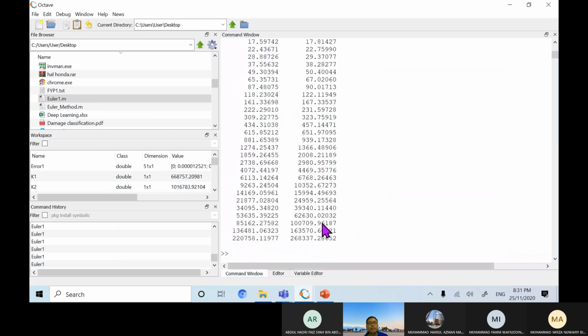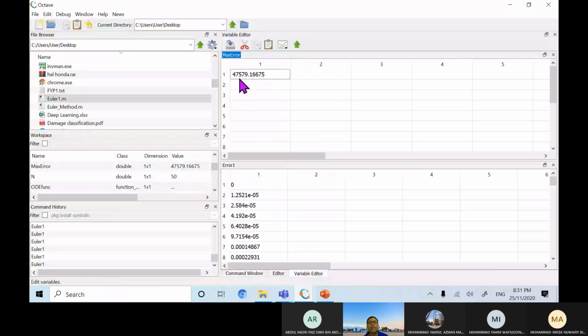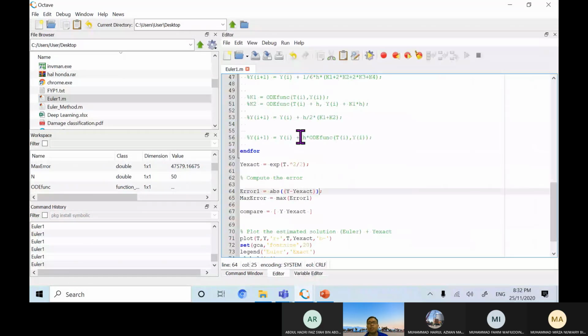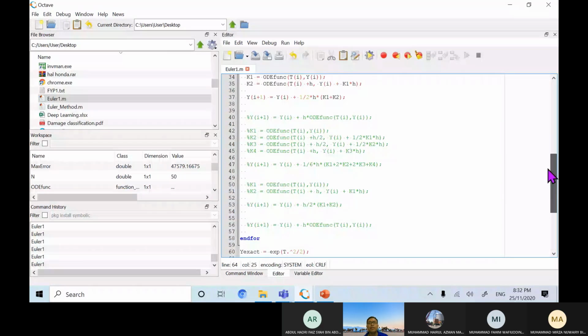And what is the error? The error is the max error. The max error is 40,515 579. Yeah, and that error is based on h equal to 0.1. So it's still large. So maybe we can reduce this one to be 0.01 and see what will happen to our error.